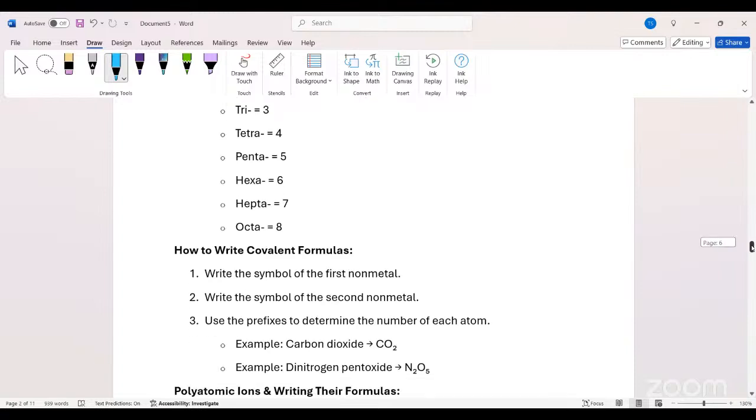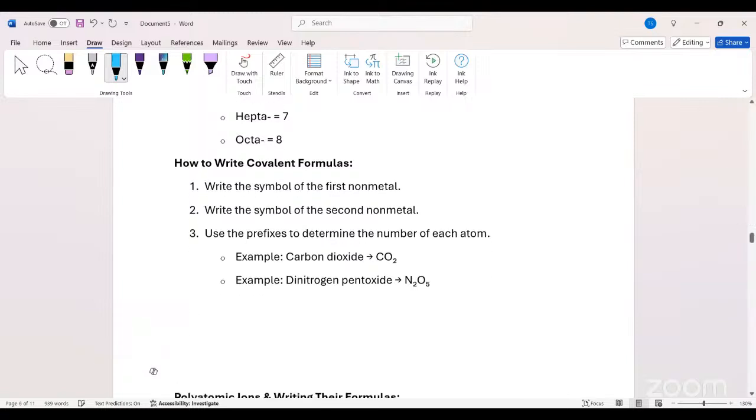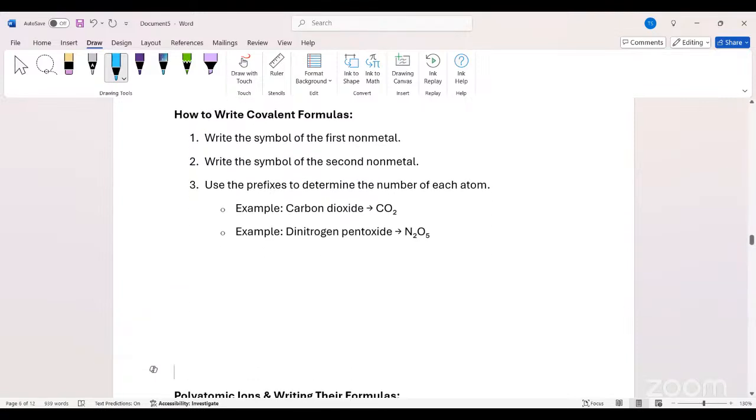Again, when you have the numerical prefixes within your name, the first symbol is the first nonmetal, the second symbol is the second nonmetal, and you write the prefixes as you see them. So in the example here, carbon dioxide, you say CO2. O2 is dioxide. Versus carbon monoxide: C, one oxygen, O. So CO.